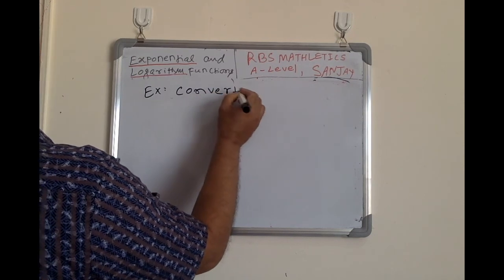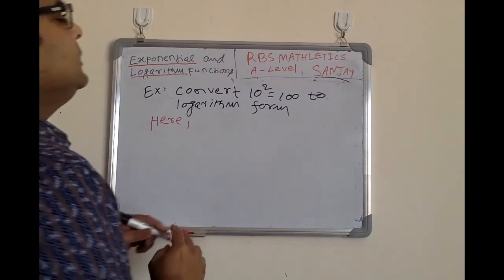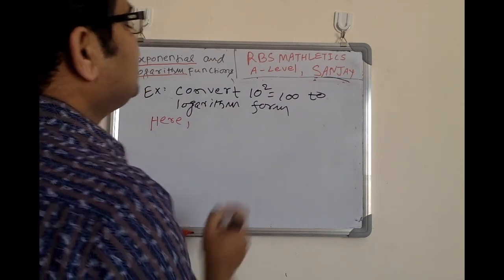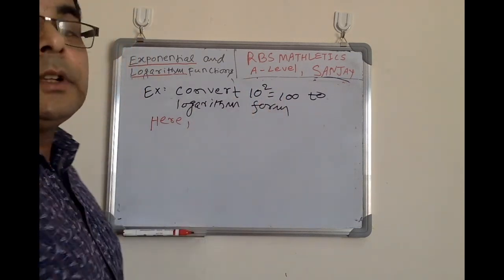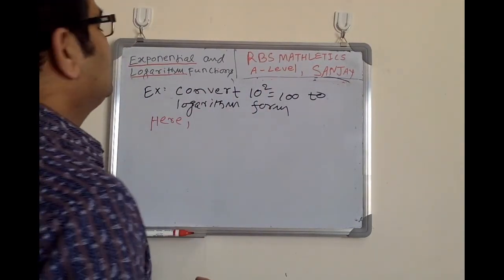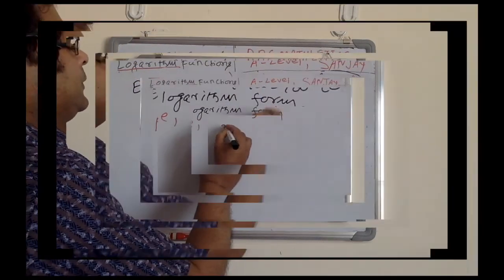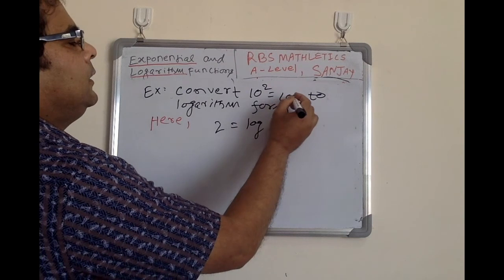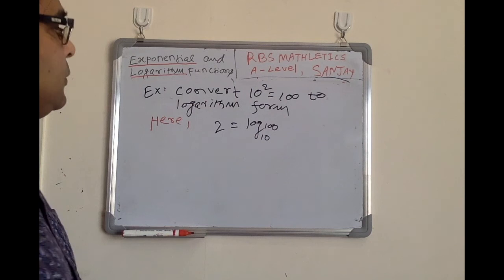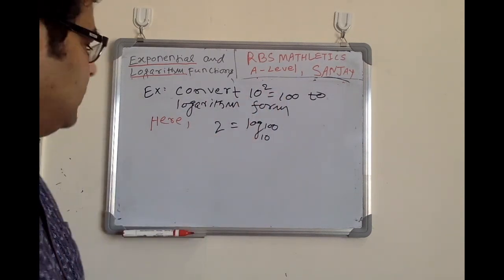Convert. In this case, you can see this equation is given in exponential form, and we have to convert that exponential form into logarithm form. Just now we have seen how to express this. So 2 is the logarithm of the number 100 to the base 10. In this way you can express 10^2 = 100 in logarithm form.